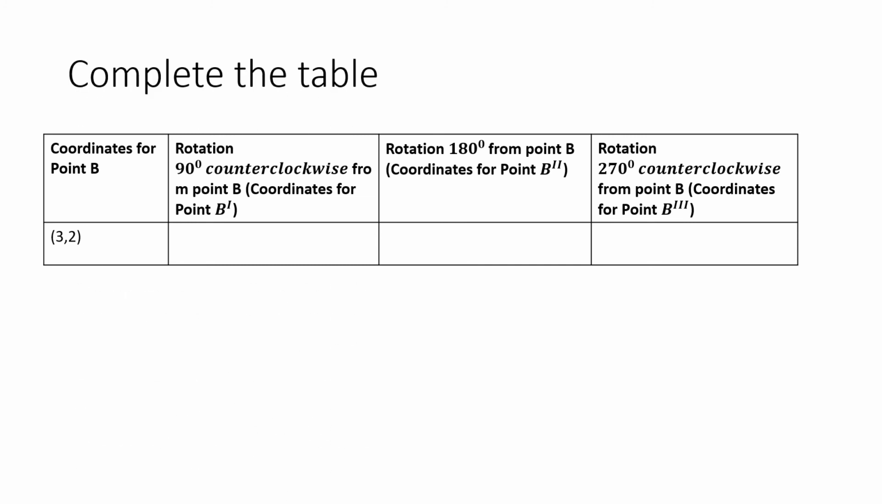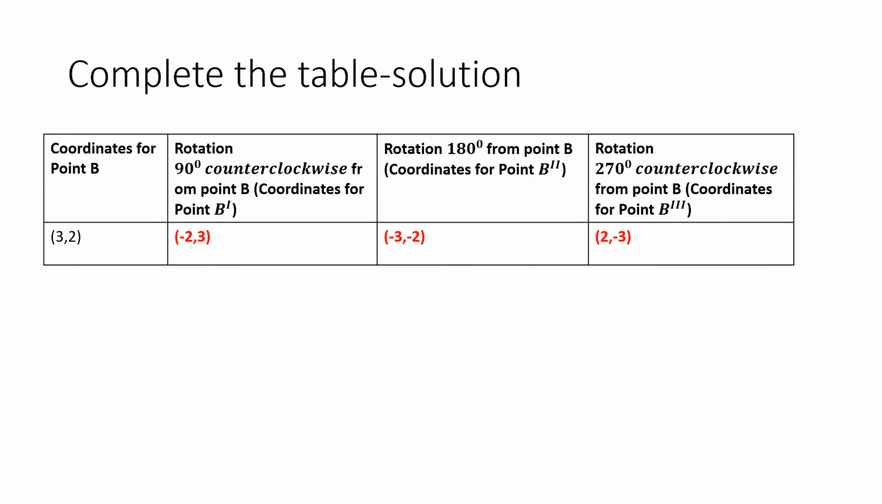So we are going to complete the table based on our observation. We need the points after rotating point B 90 degrees counterclockwise, 180 degrees, and 270 degrees counterclockwise. If you go back to the graph where we rotated B to find B prime, B double prime, and B triple prime, we have the coordinates. After we rotated 90 degrees counterclockwise, it was (-2, 3); 180 degrees, (-3, -2); rotation 270 degrees counterclockwise, (2, -3).